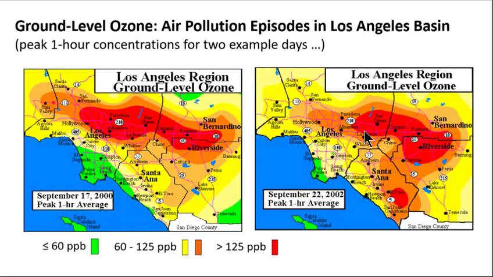Reds are areas where the peak hourly ozone concentration during the day was greater than 125 parts per billion. And yellow and orange shading are where peak values are between 60 and 125 parts per billion. The key thing to notice are the areas of the LA Basin where ozone concentrations are highest. These occur in inland locations.